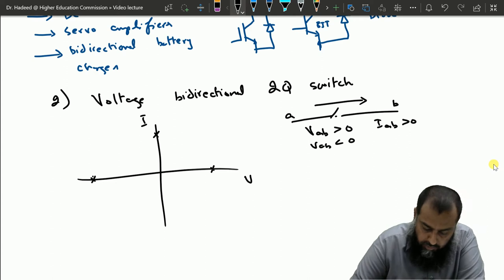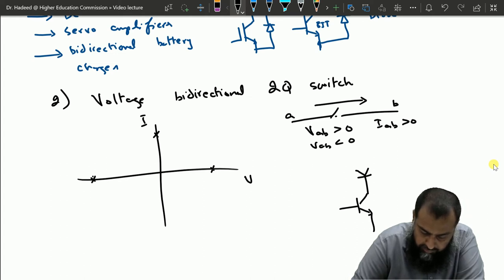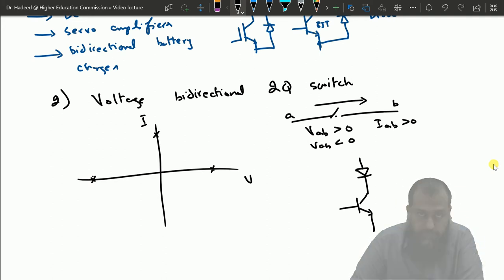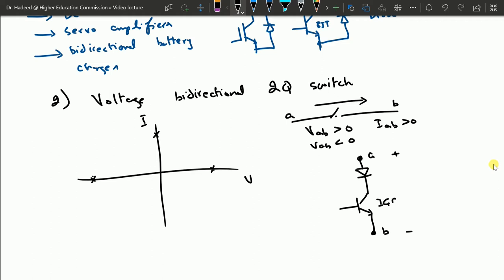The first method to develop this is to connect a BJT in series with a diode. Now, because we are using two devices, this is a composite switch. If, for example, this is terminal A and this is terminal B, and we apply these two polarities across these two terminals, and we do not apply any control signal to this BJT, then this diode becomes forward biased. However, this IGBT shall block the positive voltage, and therefore it operates here.